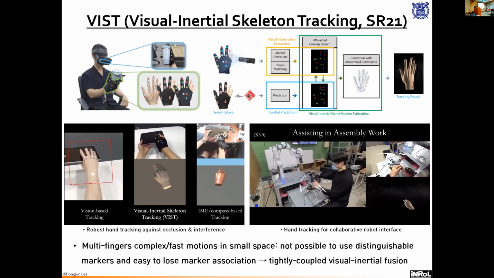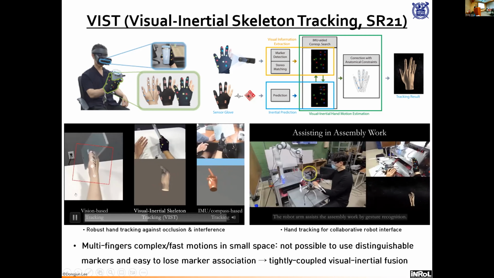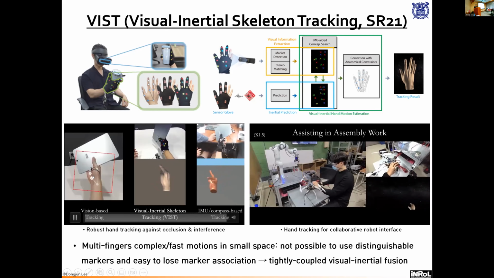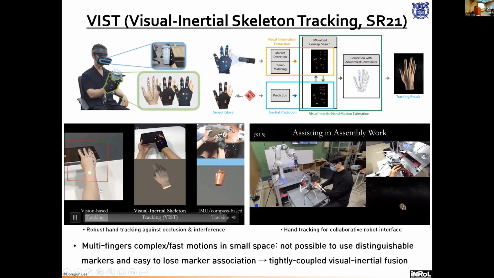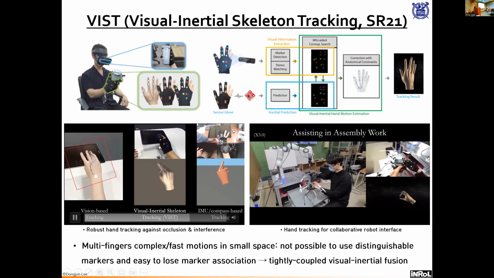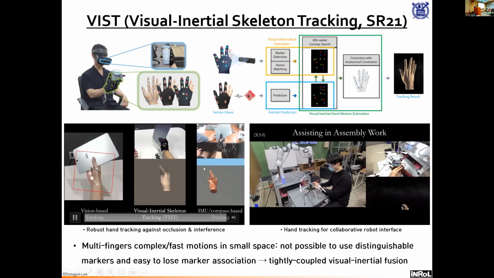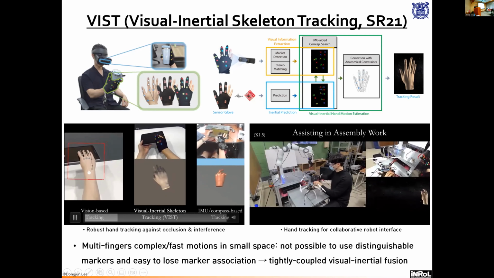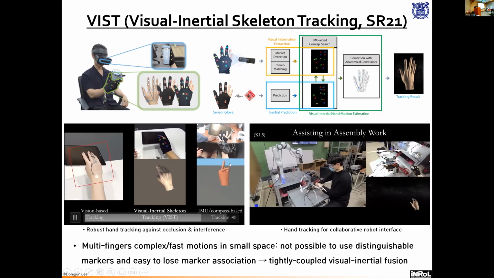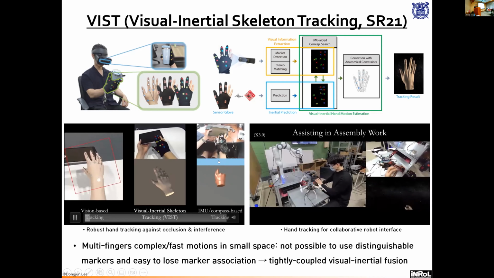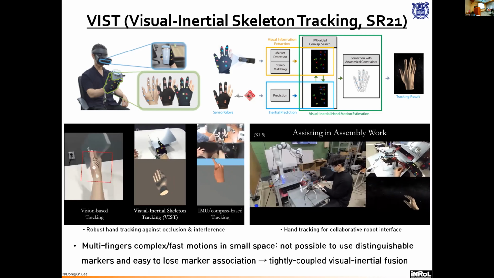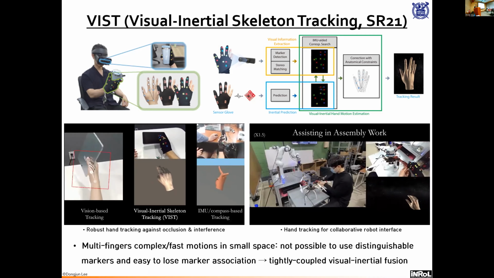Now you can see this is the Google MediaPipe, based on the vision system. If the hand is behind this tablet, it just loses the tracking. And this is the IMU with the magnetometer. You can see that now it interacts with this tablet, which produces lots of electromagnetic noise. You can see that the finger is twisting. Now this is ours. You can see that it's robust, not only against occlusion, but also against electromagnetic noise as well.